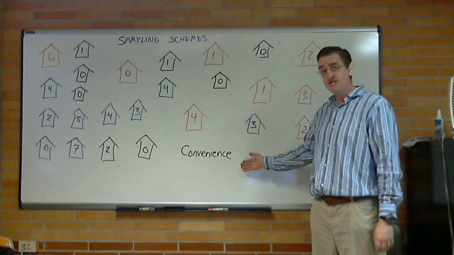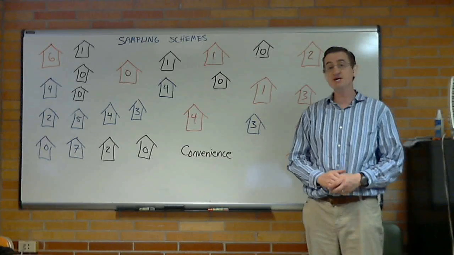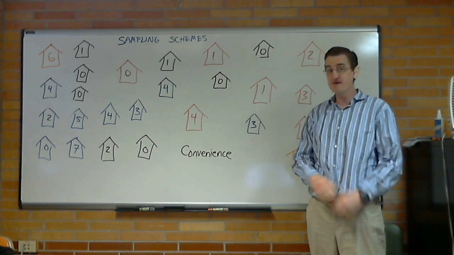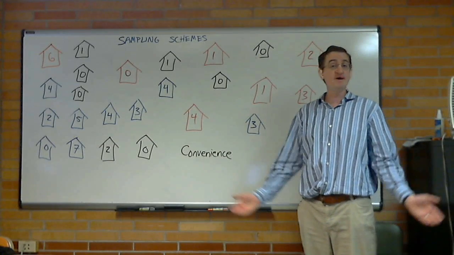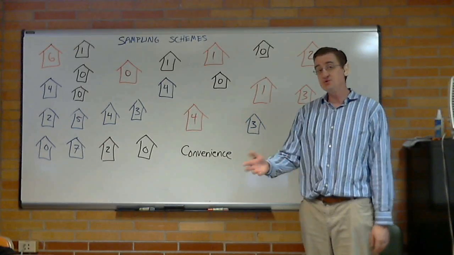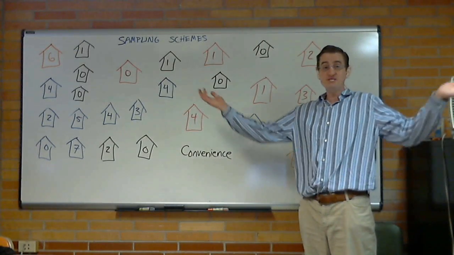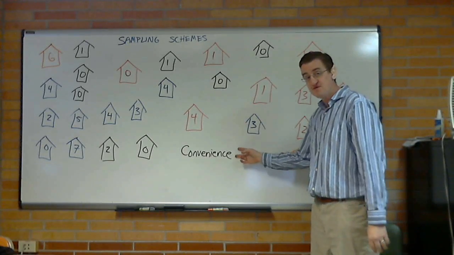The last method is last for a reason. This is the cheapest and easiest method, but also the most prone to bias. A convenient sample is when you go out and sample whomever it is convenient for you to sample. That might be your family, your friends. It might be the 20 people that work here in the stat department. Whatever happens to be convenient.